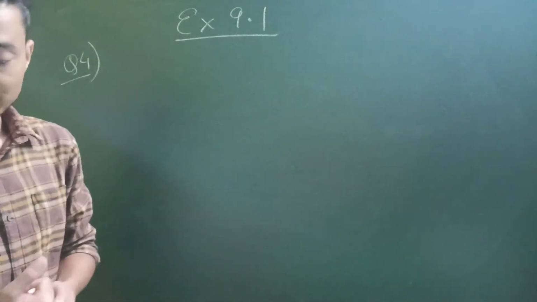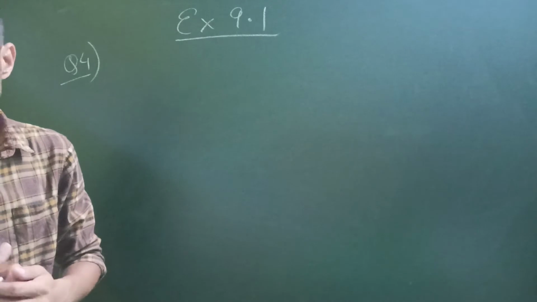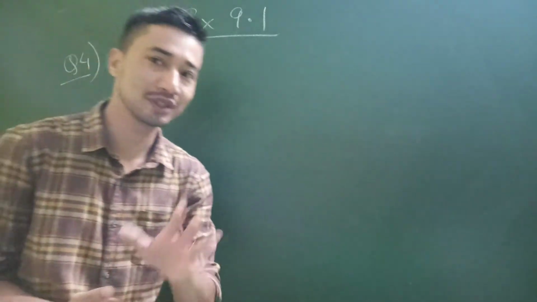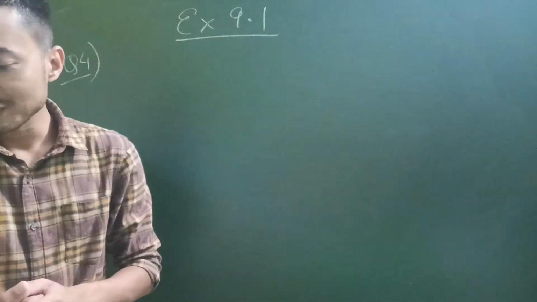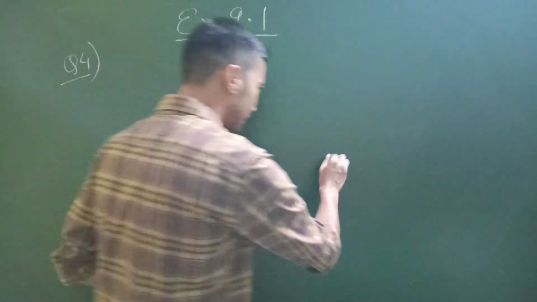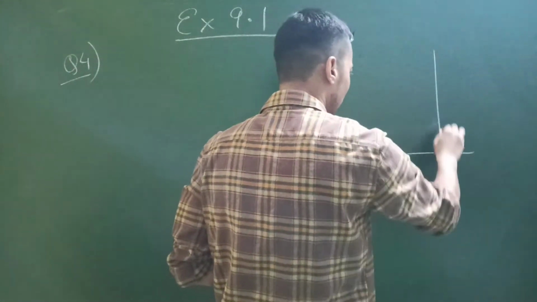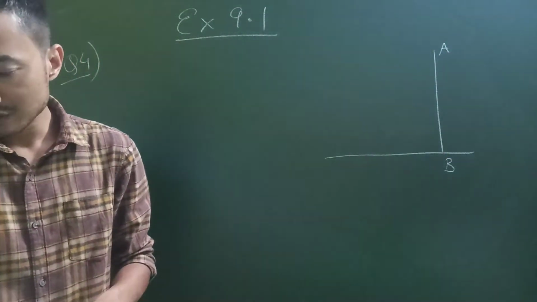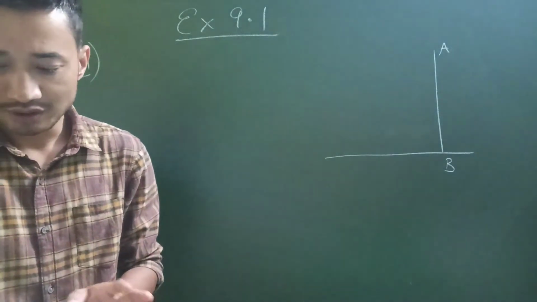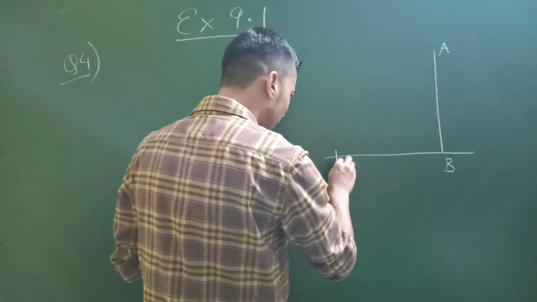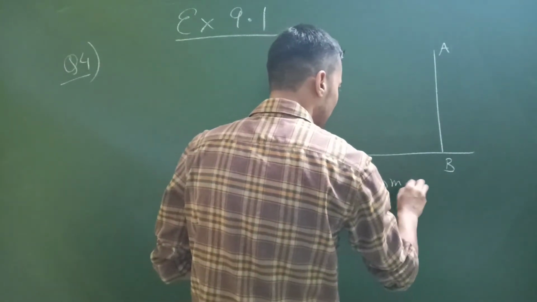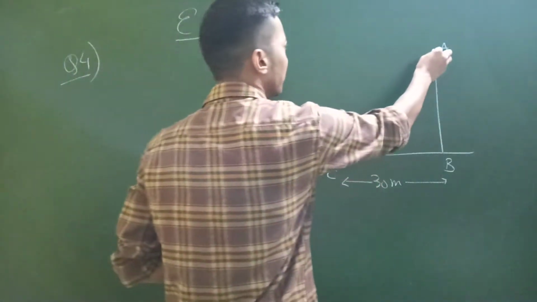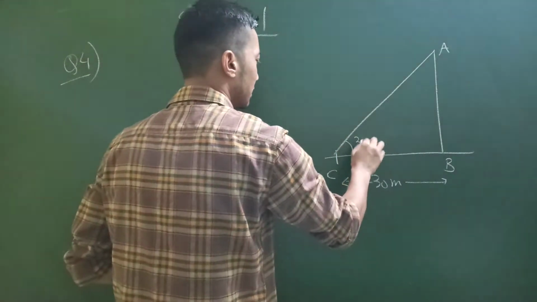The first question is: the angle of elevation of the top of a tower from a point on the ground. Let's say this is our level ground, and this is the tower. Let's name the tower AB. The angle of elevation of the top of the tower from a point on the ground, which is 30 meters away from the foot of the tower, is 30 degrees.